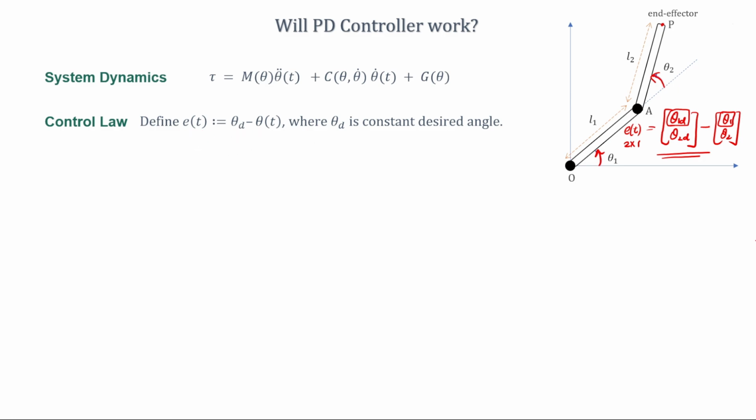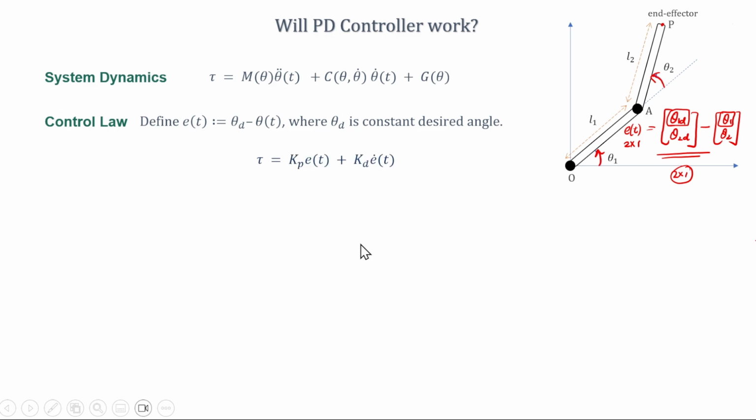Now notice that, from a PID control setup, when we were doing PID controllers, we always used to take the reference to be a 1 cross 1 signal, and therefore the error signal was also 1 cross 1. Now we are taking a 2 cross 1 error signal, and the reference is also a 2 cross 1 vector.